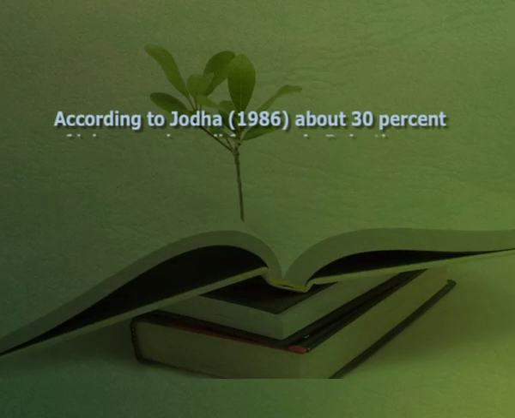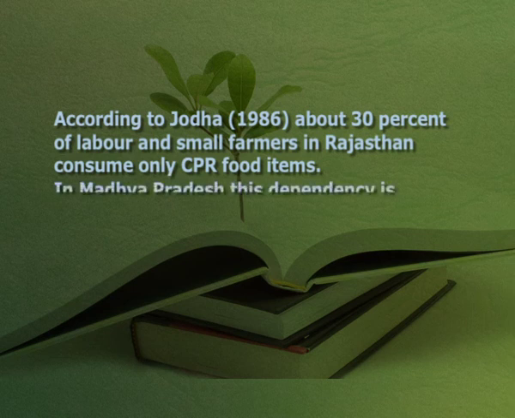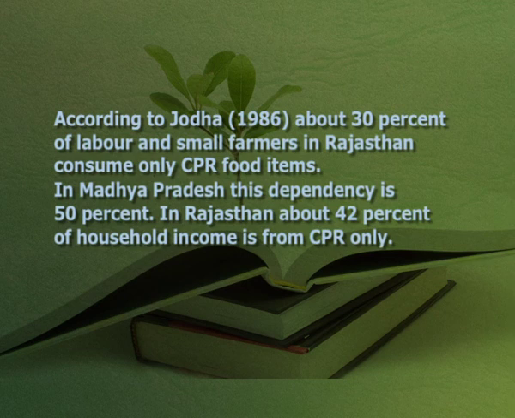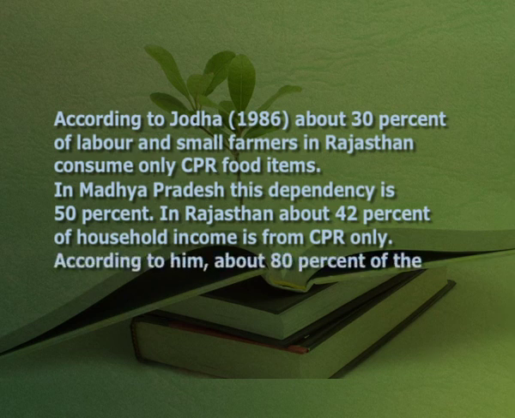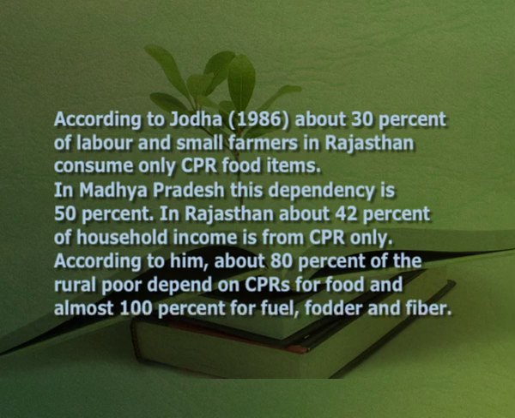According to Jodha in 1986, about 30% of labor and small farmers in Rajasthan consume only CPR food items. In Madhya Pradesh, this dependency is 50%. In Rajasthan, about 42% of household income is from CPR. According to him, about 80% of the rural poor depend on CPRs for food and almost 100% for fuel, fodder and fiber.